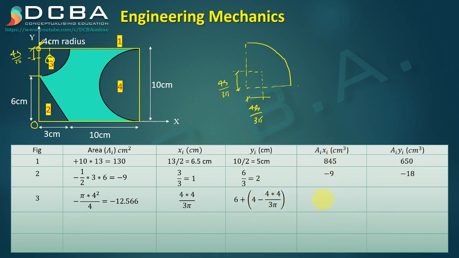AiXi is minus 21.337 and AiYi is minus 104.323.